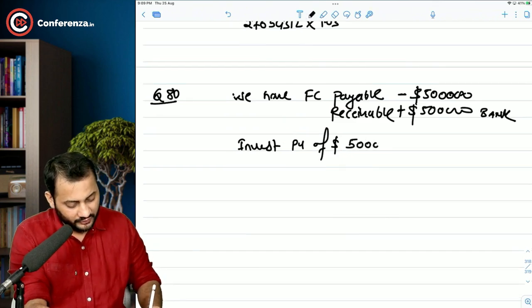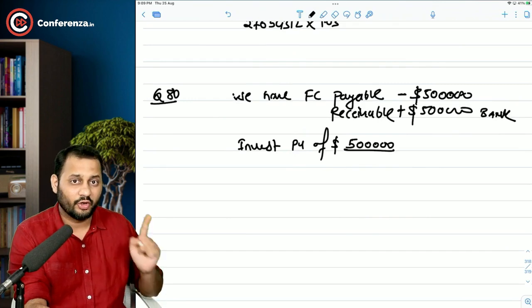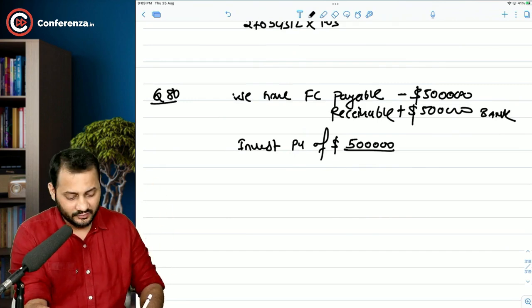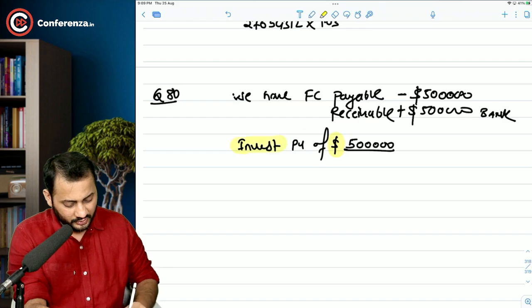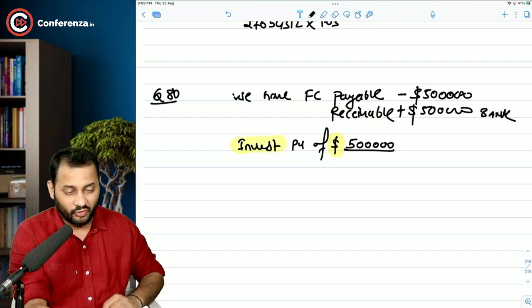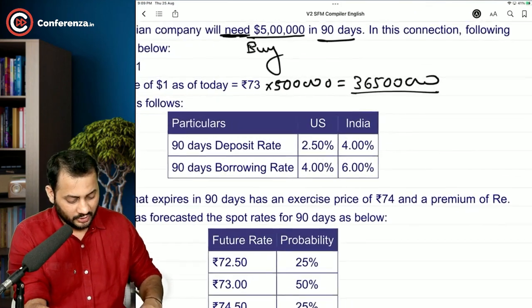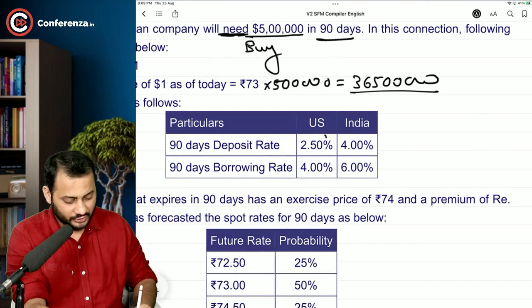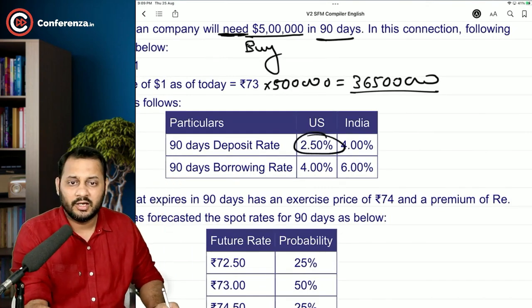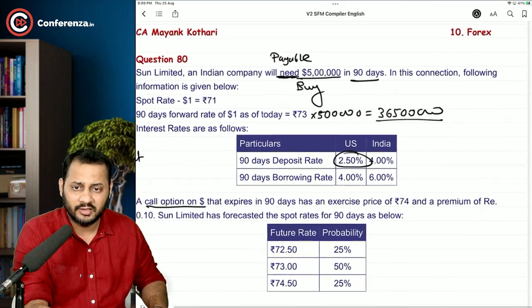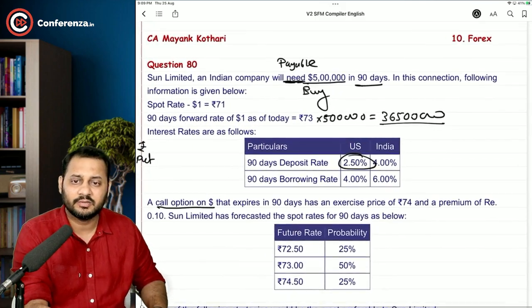We want to invest dollar, so the dollar depositing rate is required. Am I right? The dollar depositing rate is required for 90 days. So have a look. The dollar deposit rate is 2.5%. And all these rates are per annum, I think. Yeah, all these rates are per annum.